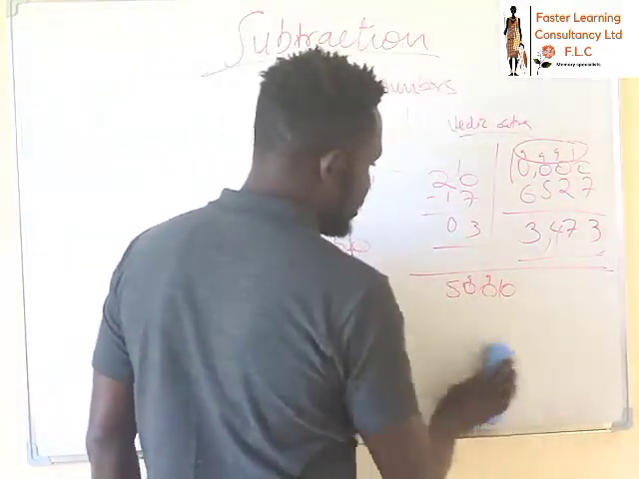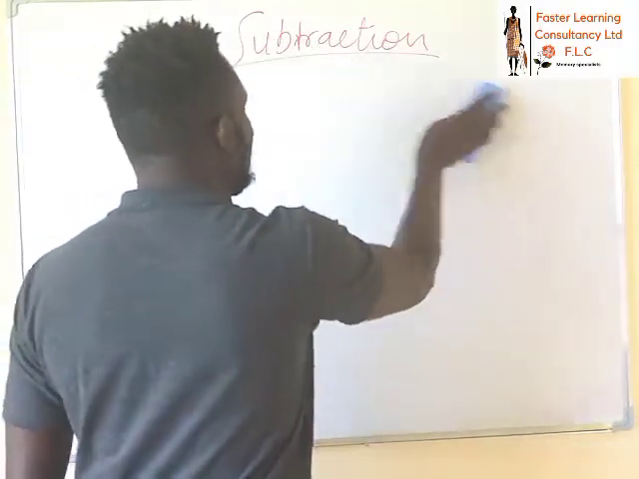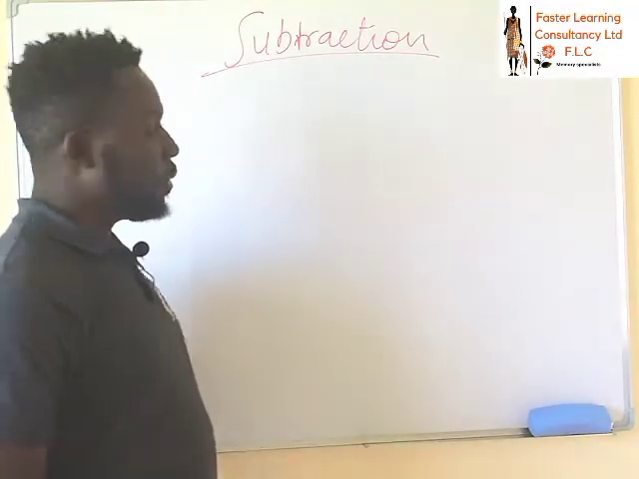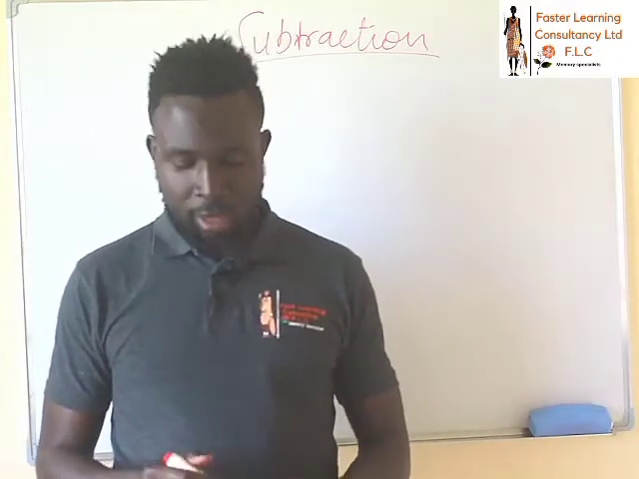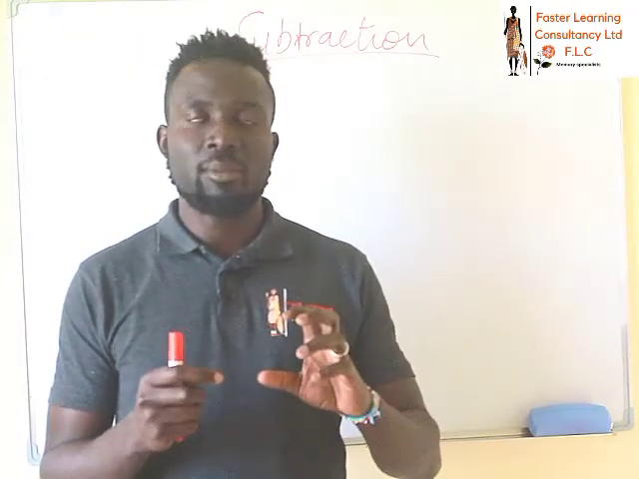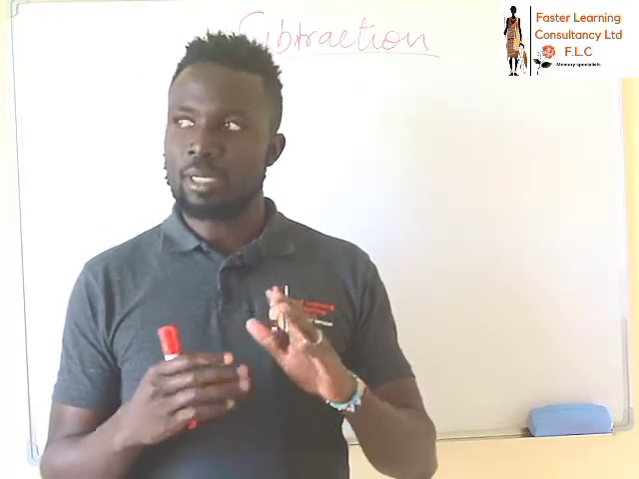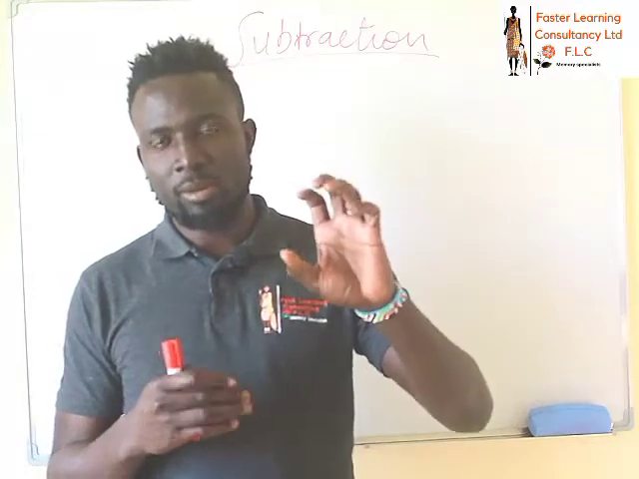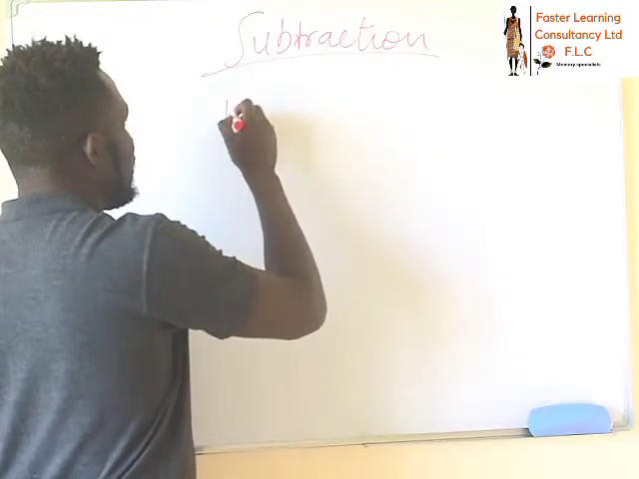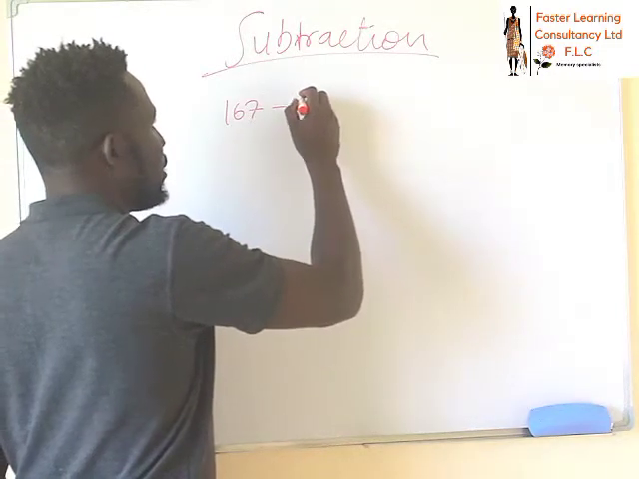The last thing about subtraction that you should know, that will also help you, is this one. There come times when you have to subtract numbers that are below 100 from numbers that are below 200 but above 100. So assume you have 167 minus 89.